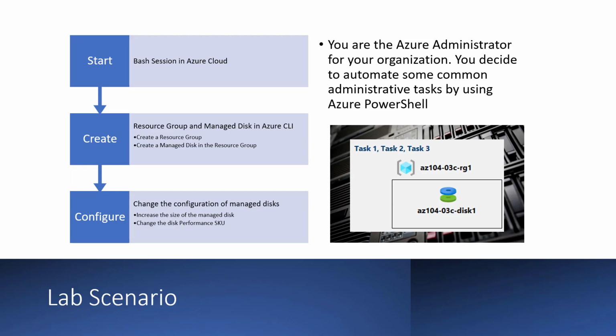To complete the lab, you must start a bash session in Azure Cloud and create a resource group and manage a disk using the Azure CLI. For this purpose, you will use the az group command to create a new resource group and the az disk command to create a managed disk. Once you have created the managed disk, you must configure it to finish the lab. You can use the Azure CLI tab completion, which finishes your commands, to reduce the chances of errors and streamline the user experience. Overall, the noun-verb structure of the Azure CLI simplifies the process of using different commands consistently for various Azure resources, such as VMs, databases, and storage accounts.